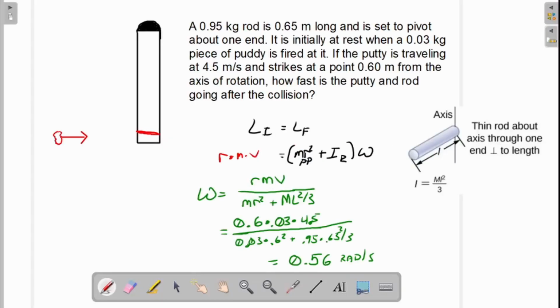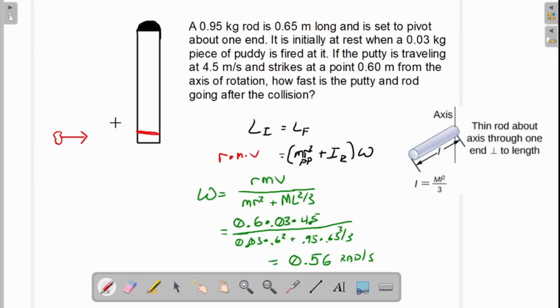I've gone ahead and derived the equation here. When we go through the math, we see it's 0.56 rads per second, which makes sense. The putty is very low in mass in comparison to the rod. So the fact that we have a much lower velocity comparatively makes sense. Some interesting things that we can see out of the derived equation, however, if the rod had been longer and had a larger mass, the denominator would be larger, which would give us a smaller angular velocity.